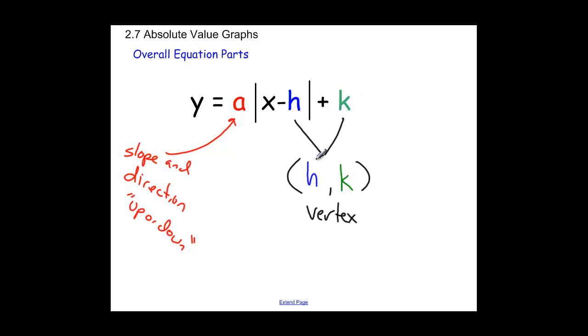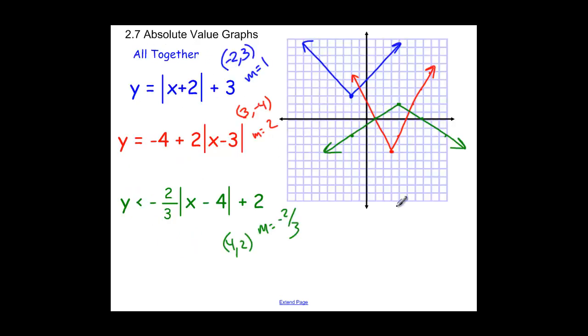So we call that the vertex. So you can very easily get that from this notation. Then we have the number in front of the absolute value, the slope, okay? And the direction, does it go up or down? So that's kind of all the different transformations put into one function. So let's take a look at an example.